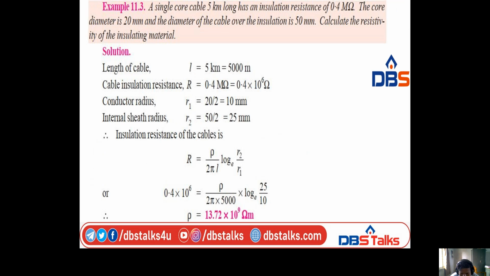Next problem. A single core cable has 5 km long, has an insulation resistance of 0.4 mega ohm. Single core cable 5 km long, that is length of the cable. Small l is equal to 5 km, that is equal to 5000 meter. Insulation resistance capital R is equal to 0.4 mega ohm, that is equal to 0.4 into 10 power 6 ohm.